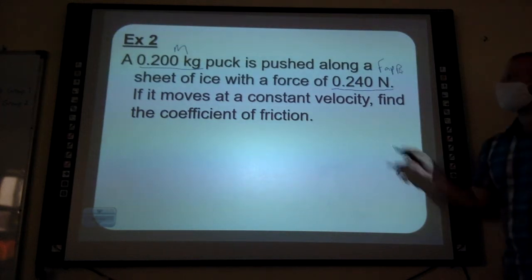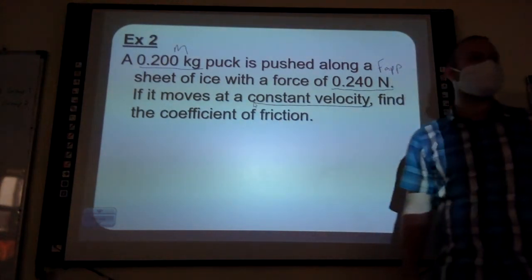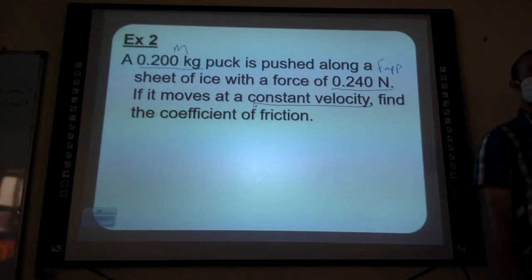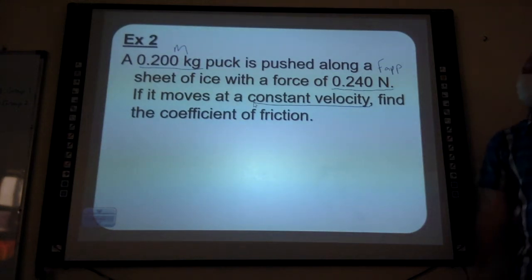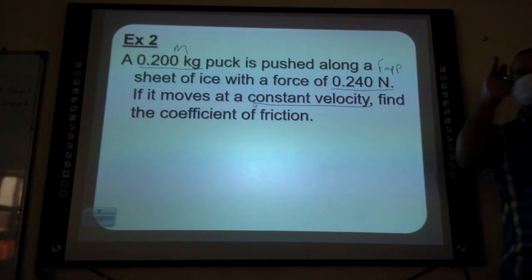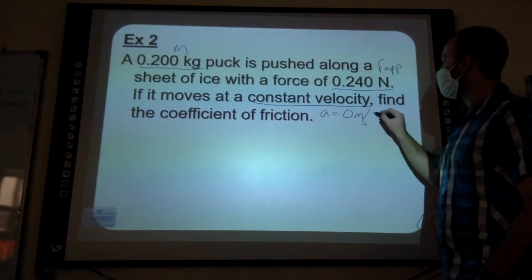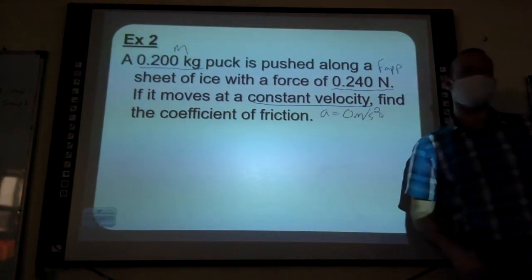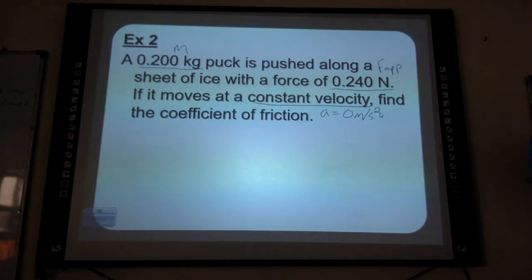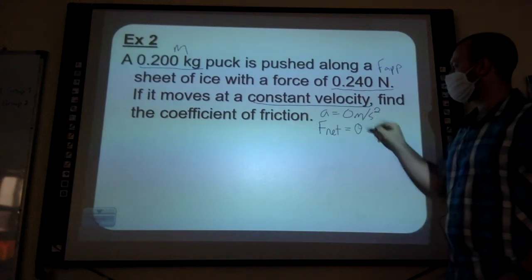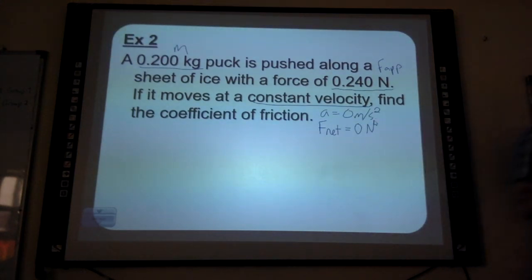Okay, what does constant velocity tell you? Yeah, the speed doesn't change, but what does that tell you? Acceleration is 0. And why does knowing that acceleration equals 0 help us in this question? Yeah, so this is saying all my forces together add up to 0. My forces are balanced.